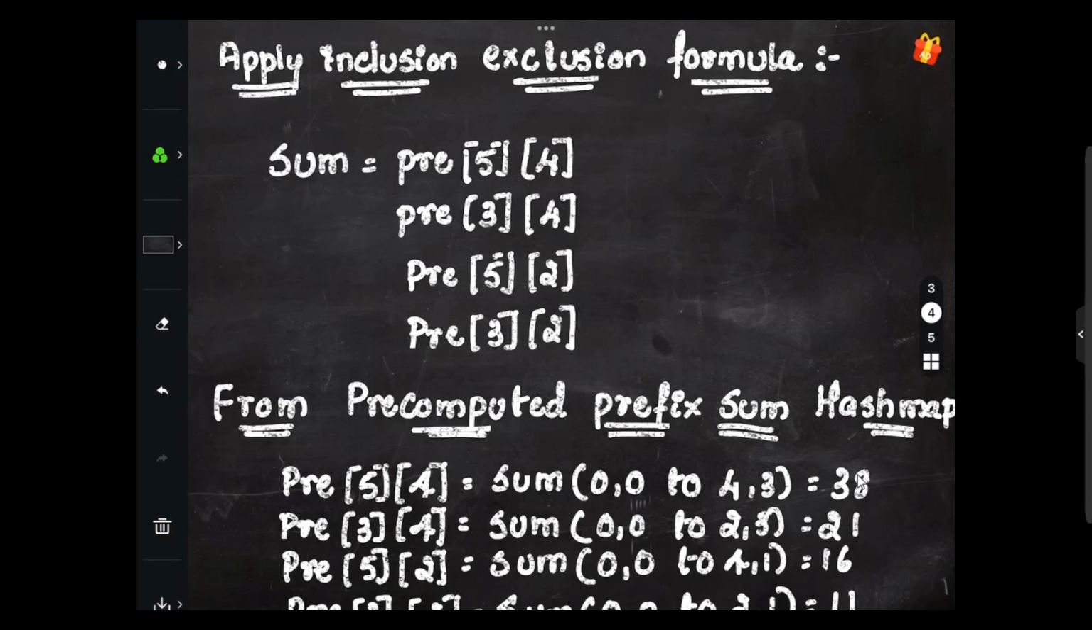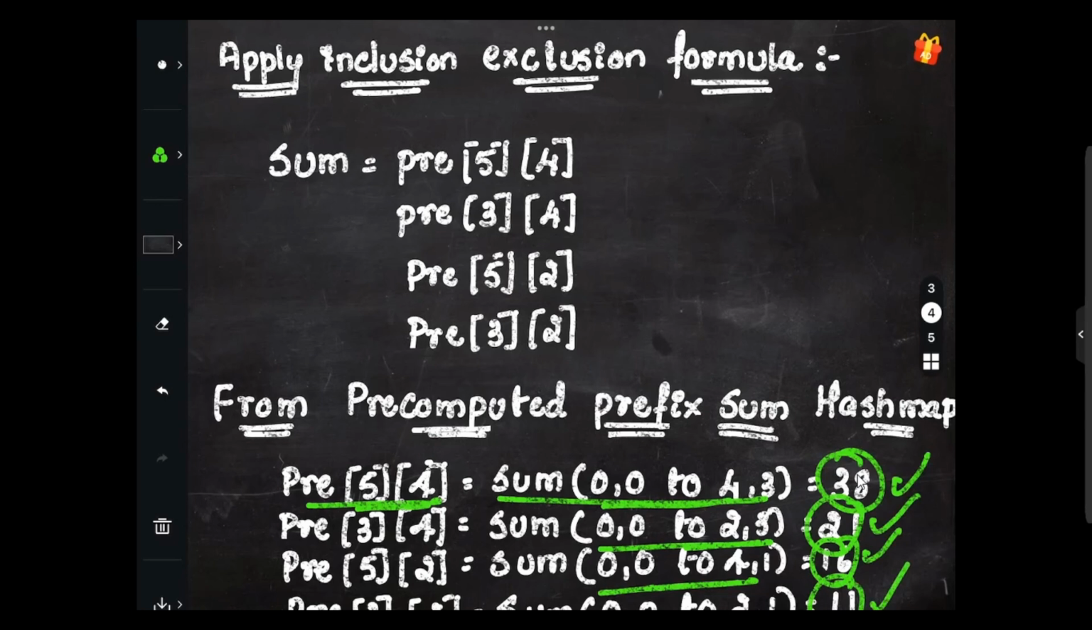Next, after converting to the one based index, we will apply the inclusion exclusion formula. Right, we know this one: prefix of 5 4, prefix of 3 4, prefix of 5 2 and prefix of 3 2, from the pre-computed prefix sum. So we will calculate in this way. Prefix of 5 4 is nothing but the sum from 0, 0 to 4, 3, we get 38, right? From 0, 0 to 2, 3 we get 21, from 0, 0 to 4, 1 we get 16, and from 0, 0 to 2, 1 we get 11. So we got 38, 21, 16 and 11.